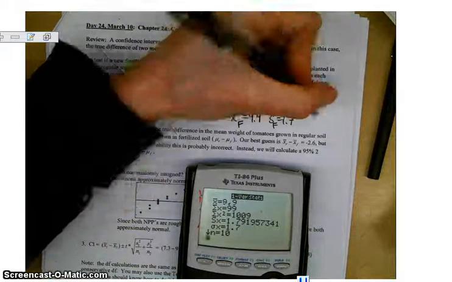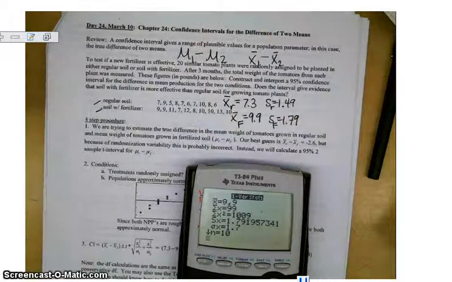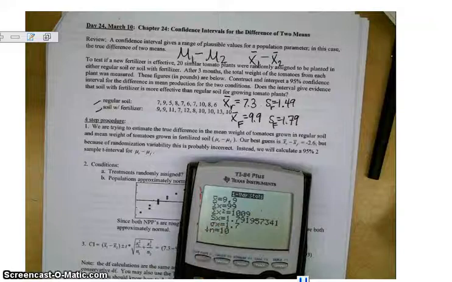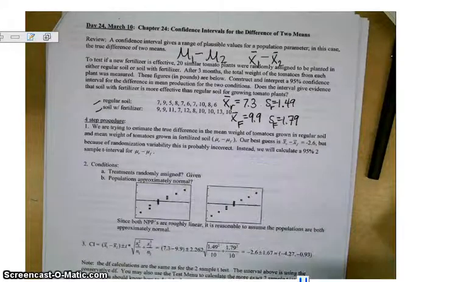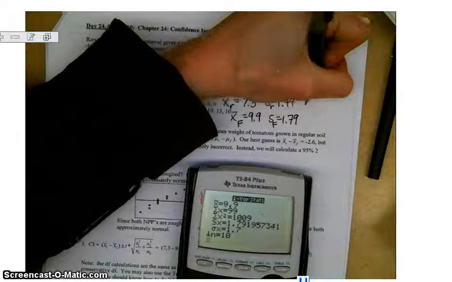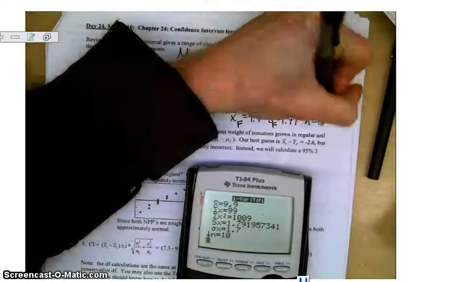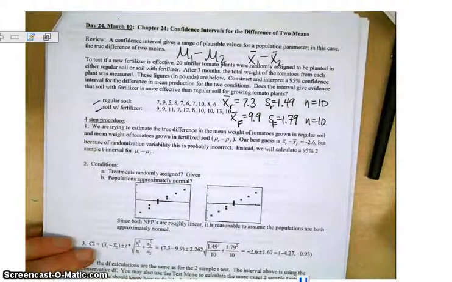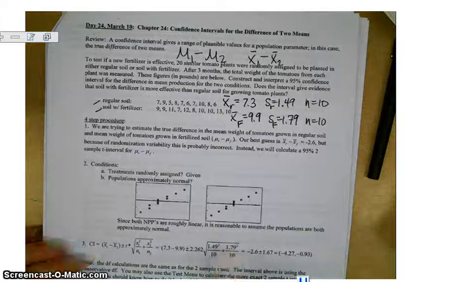Oh, wrong, 7.9. It's always the S one that you should use. I just liked that one because it was short, but can't use it. So N for each of those is 10. So that's where the numbers are coming from down a little further.